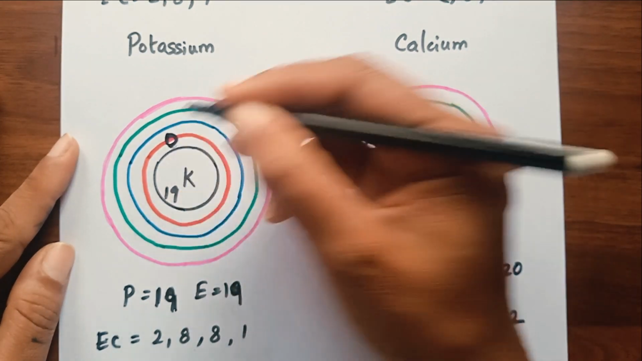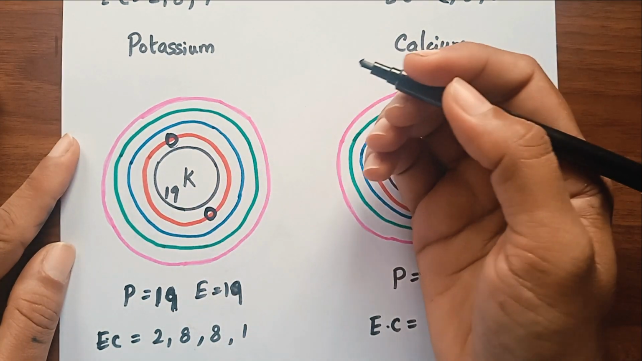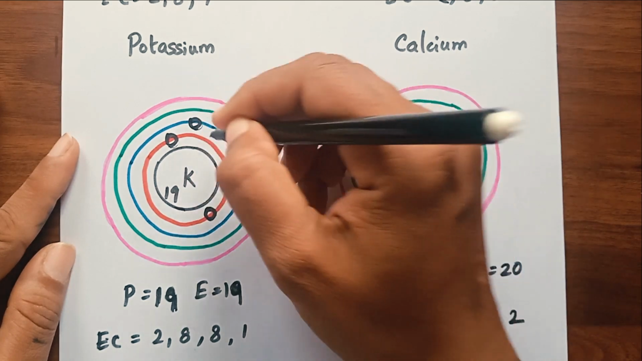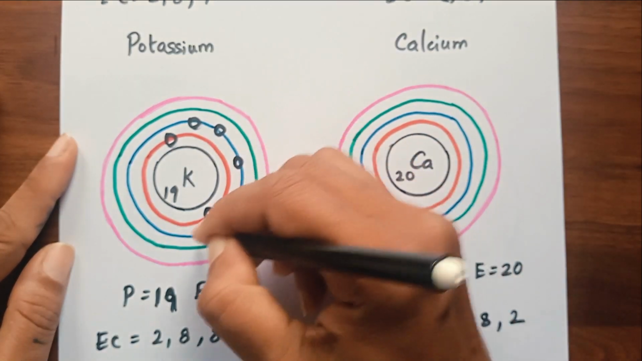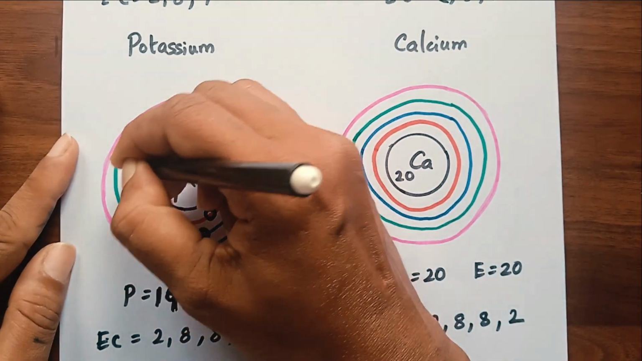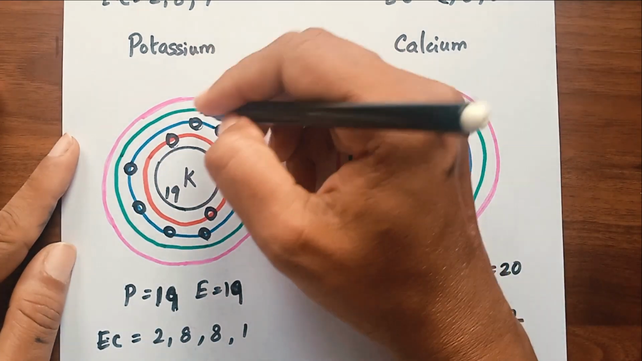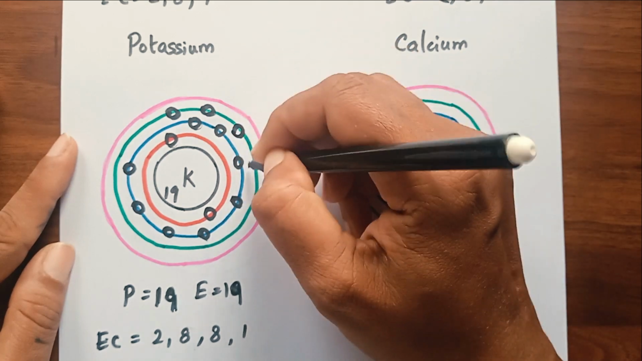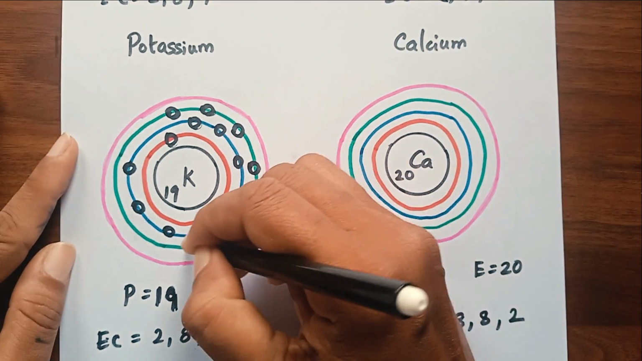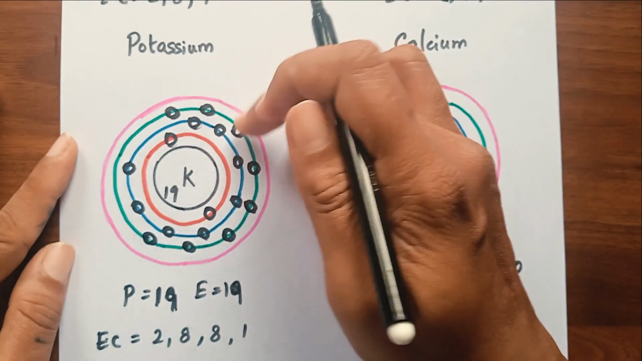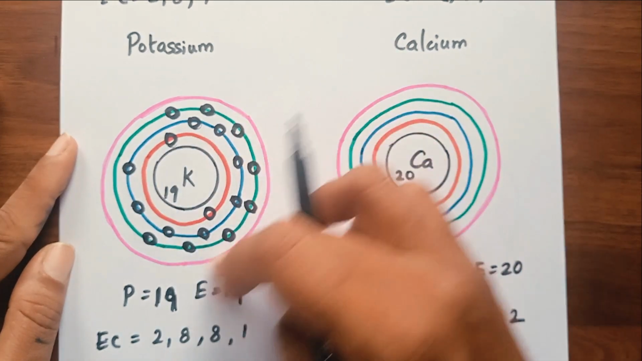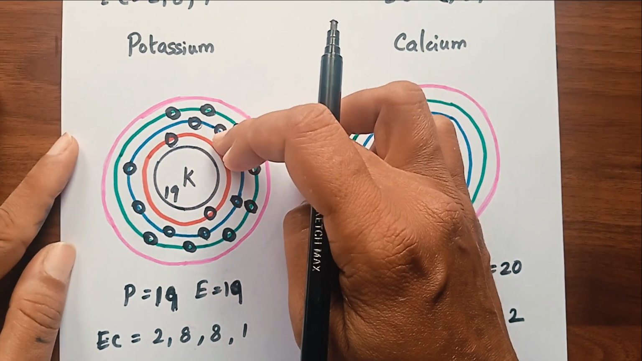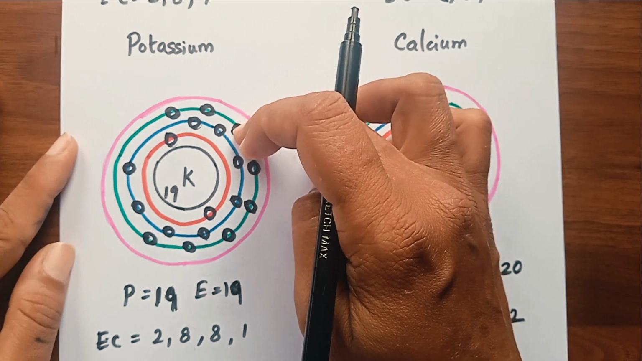Start filling. In the first shell we can fill only 2 electrons, so 2, after that 8: 3, 4, 5, 6, 7, 8, 9, 10. So I have filled 8. Again 8: 11, 12, 13, 14, 15, 16, 17, 18. Here also I have filled 8 electrons. So 2, 8, 10, 10 plus 8, 18 electrons I have filled.